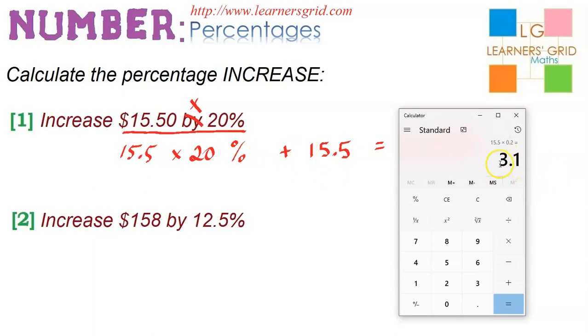That's the 20% bit, so we now have to add it to the original amount. And then we will have increased the original amount by 20%. So we go plus 15.50. You don't really need the 0, but I'll put it in anyway. And you get this.